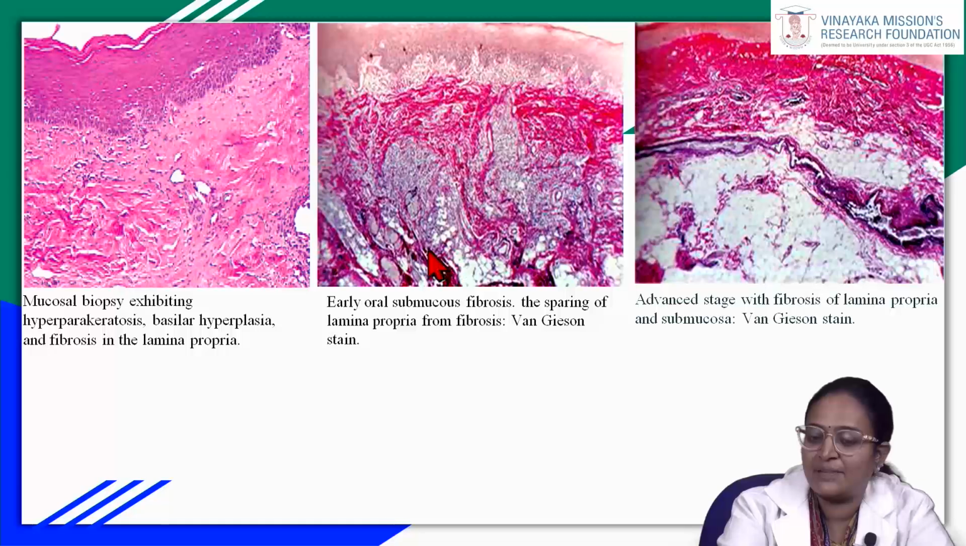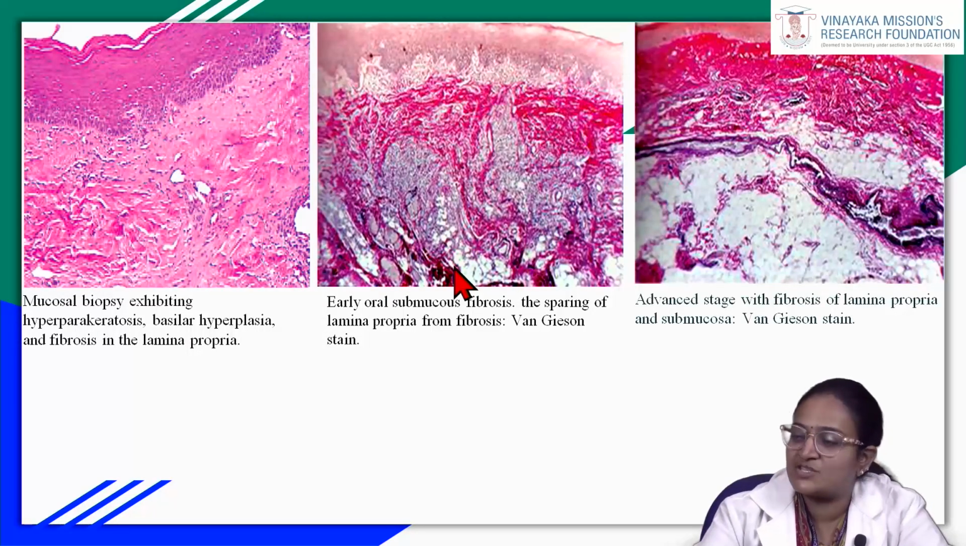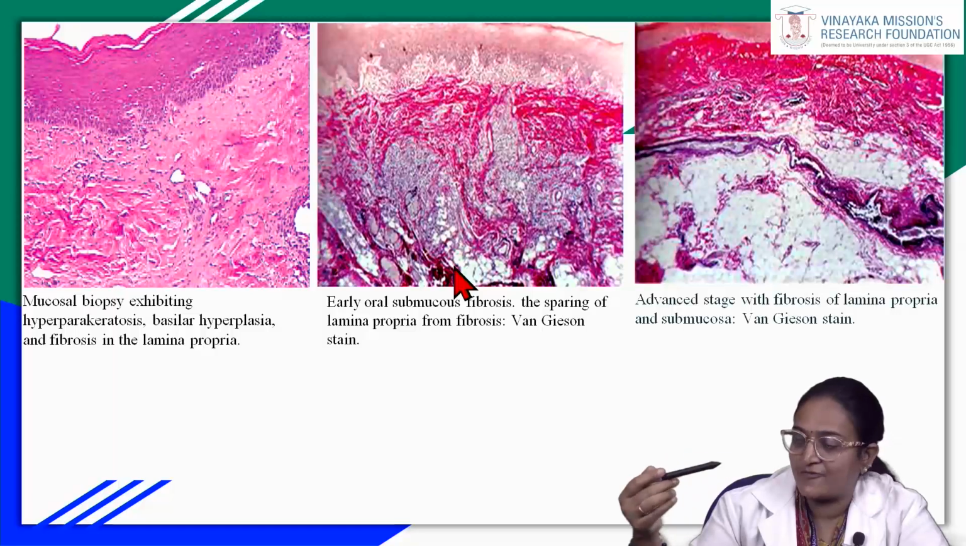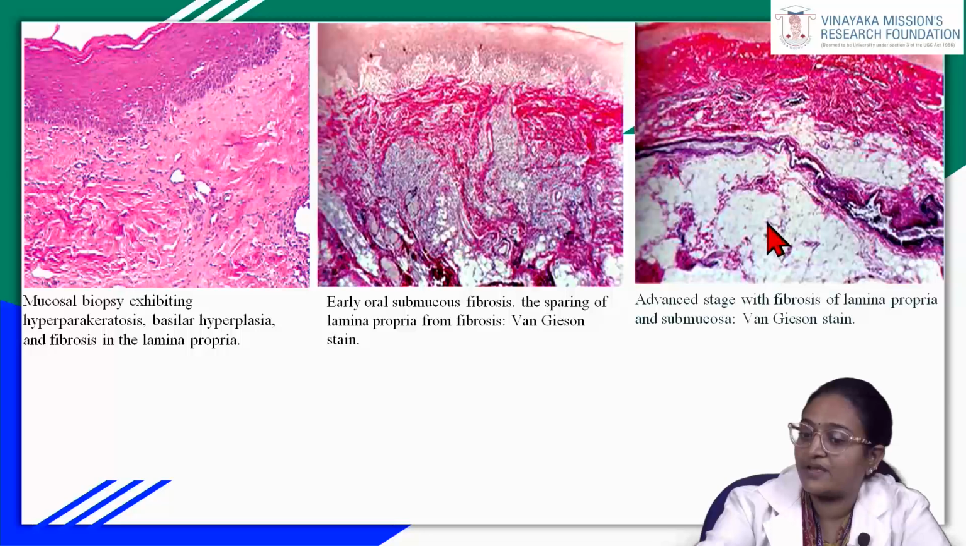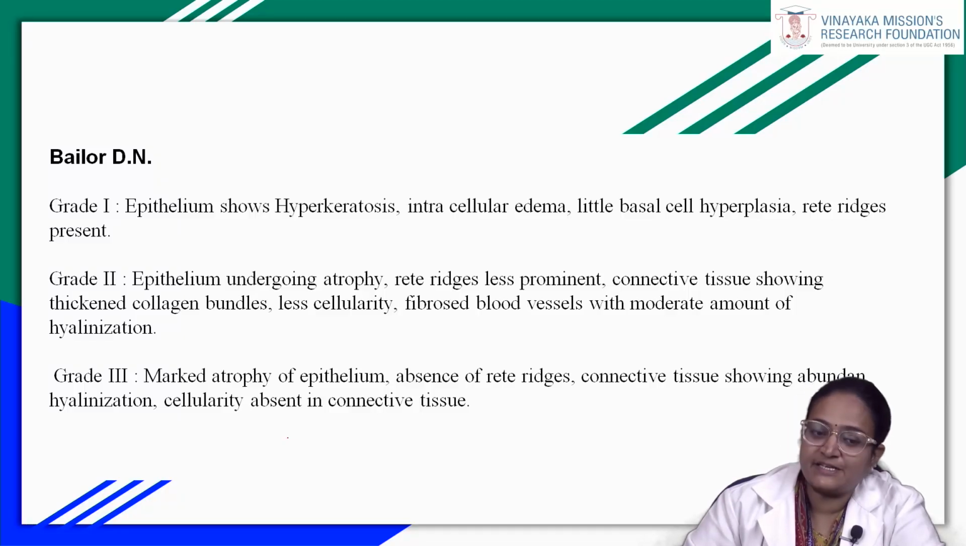Here you can see the lamina propria showing fibrosis. This is a special stain used for oral submucous fibrosis. And this is the last one, the advanced stage of fibrosis in the lamina propria, and this is also the special Van Gieson stain. So this is the histopathological grading.